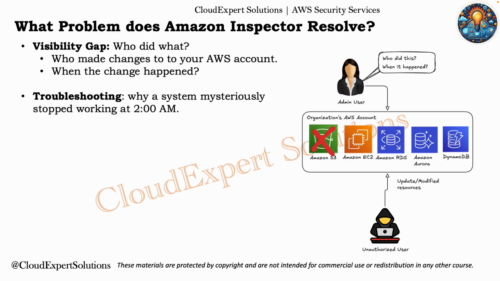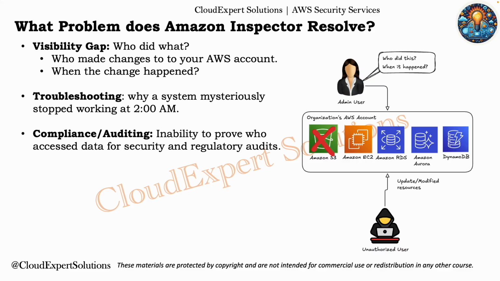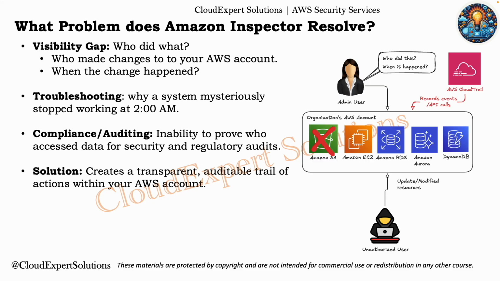Manual checking does not scale. On the other hand, regulatory compliance requires traceability or an audit trail of your critical systems. An inability to prove who accessed the data is a direct violation of compliance requirements. AWS CloudTrail resolves this by providing a continuous, transparent, and auditable record of all API calls and actions taken in your account. And these are essential for security, troubleshooting, and regulatory compliance.